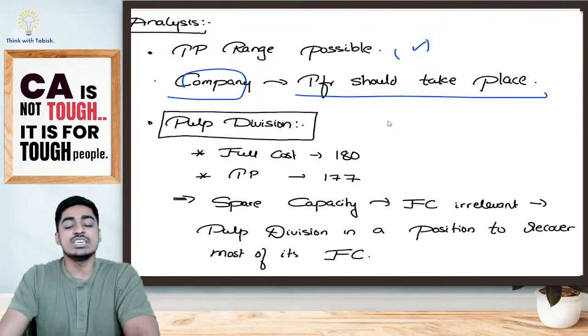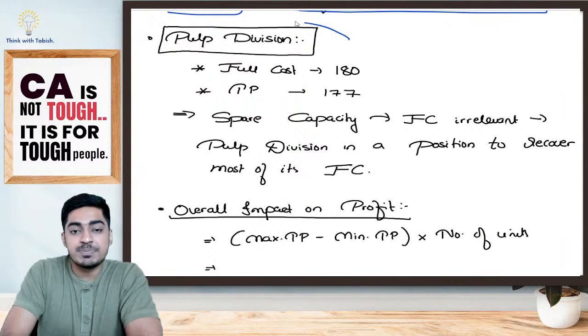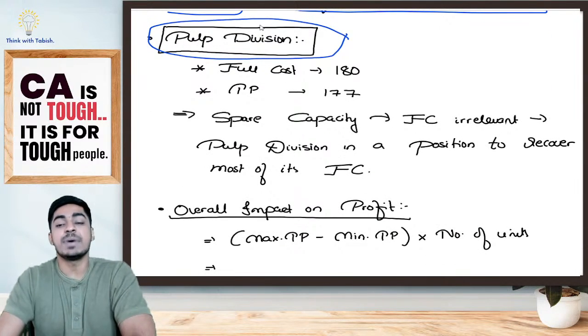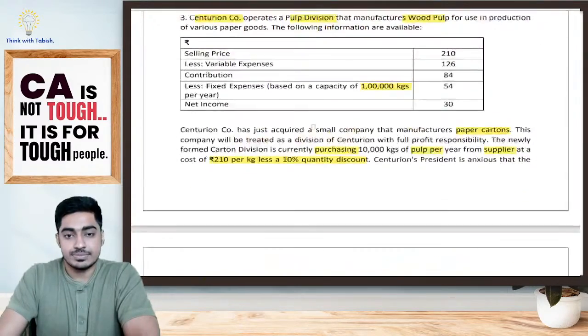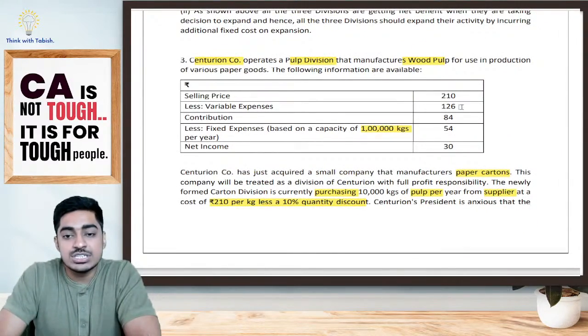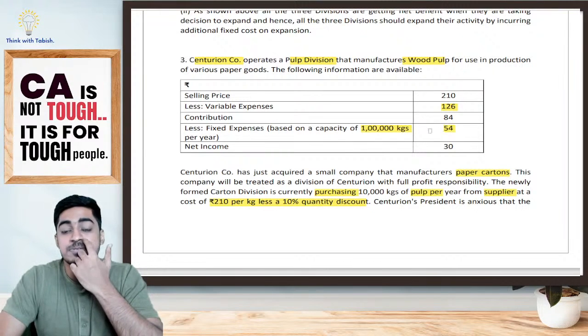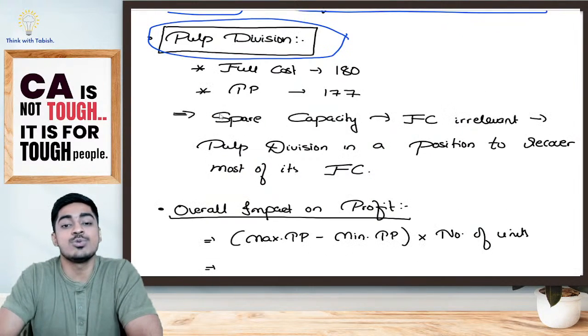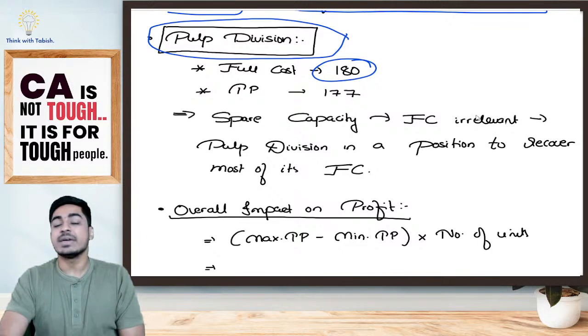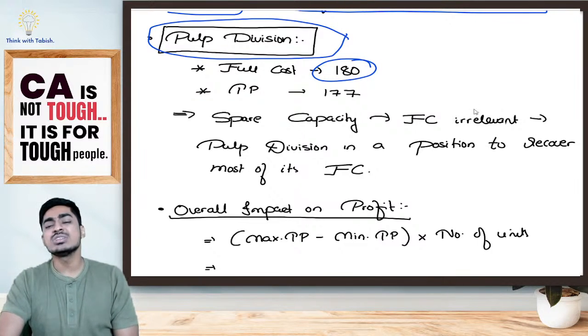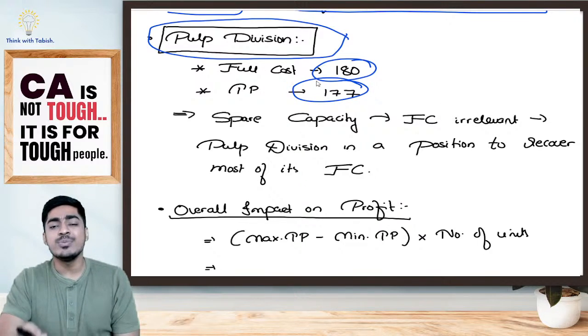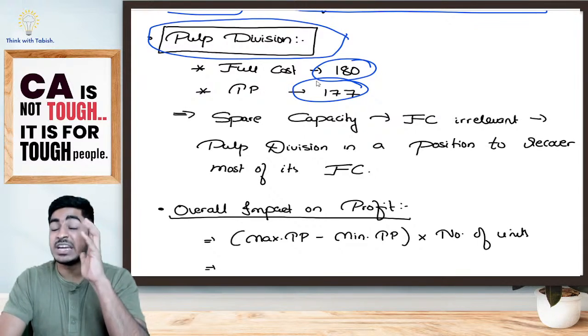But what is the issue we are having is, if you see the pulp division, look at this, variable cost is 126, fixed cost is 54. So the total cost comes to 180 rupees. So pulp division manager will be slightly apprehensive. He'll be thinking, my full cost is 180 and I need to transfer at 177. I'll not be earning profit. Forget that, I'll not be in a position to recover my full cost also. So this is what pulp division manager might be thinking.